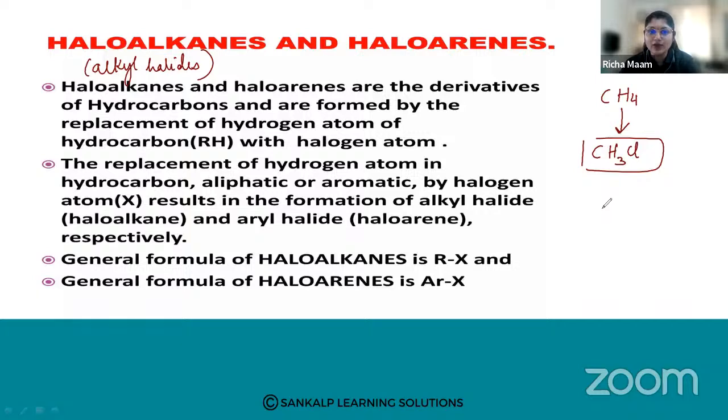When you are replacing hydrogen, any number of hydrogen atoms can be replaced. One hydrogen atom can be replaced, or a second hydrogen atom can be replaced. So haloalkanes are called the halogen derivatives.